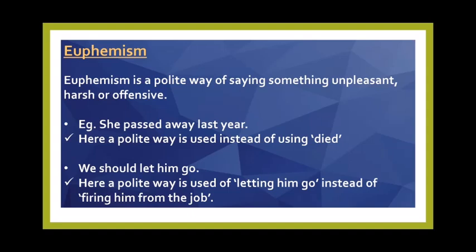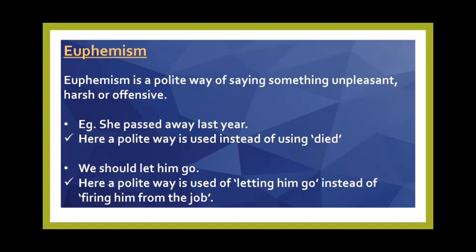Next is euphemism. Euphemism is a polite way of saying something unpleasant, harsh or offensive. For example, she passed away last year. So children, here a polite way is used instead of using or saying died. So somebody has died, she has died. So that is why instead of saying died, the polite way is used of passing away.